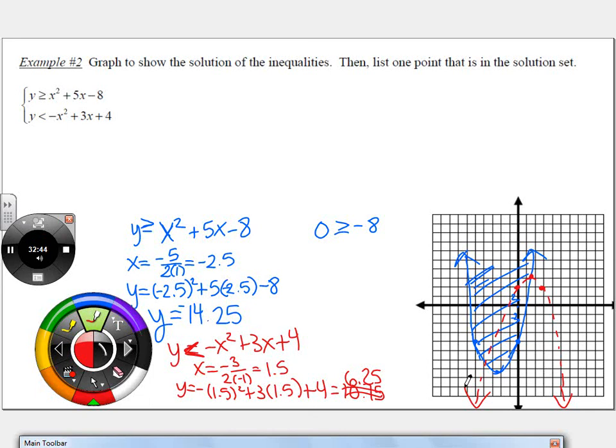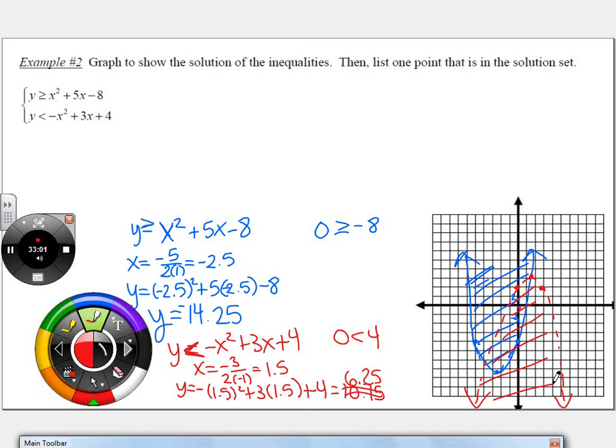And if you weren't sure, again, you could plug in 0, 0. If you plug in 0, 0, you'd get 0 is less than 4, which is true. And 0, 0 should be part of the shading in there. So this is what would happen. So your solution to this system of inequalities is what?